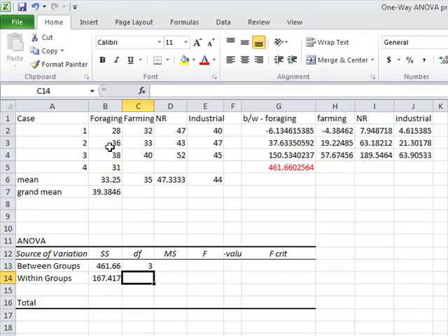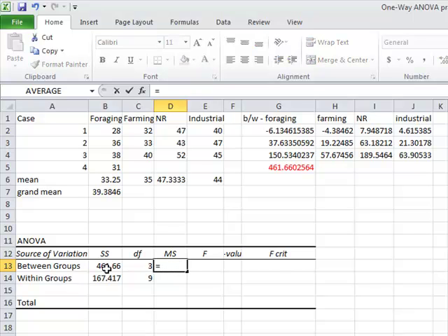Now we need to calculate the degrees of freedom for each group. So for origin there are 4. The sample size is 4. So 4 minus 1 is 3. So this group's degrees of freedom is 3. For farming, it's 3 minus 1, so it's 2, and so on and so forth. So, in other words, the within group degrees of freedom is 3 plus 2 plus 2 plus 2, which equals 9. Okay? Mean square actually is a variance, estimated variance, is this value divided by this value.